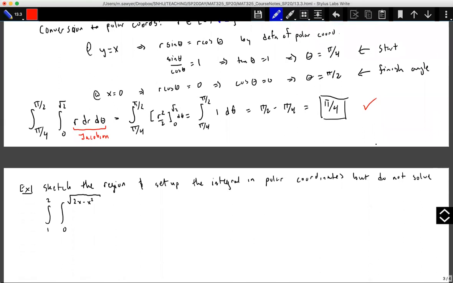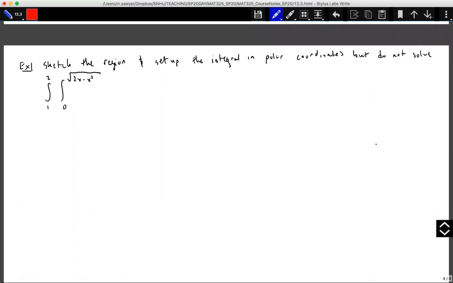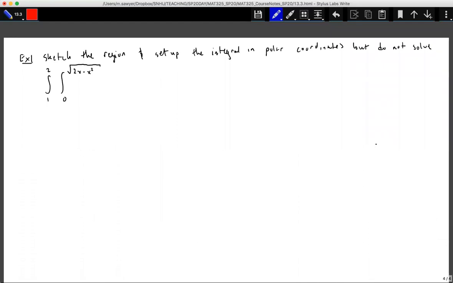Now lastly, let's look at a problem where we're sketching a region and setting up an integral, but not actually solving the equation. So with this particular problem, let's suppose we had, instead of d area, dy dx. So if we had an integral where we were setting up the integral from 1 to 2 of the integral from 0 to square root of 2x minus x squared of the surface with height 1 with respect to y, then with respect to x.